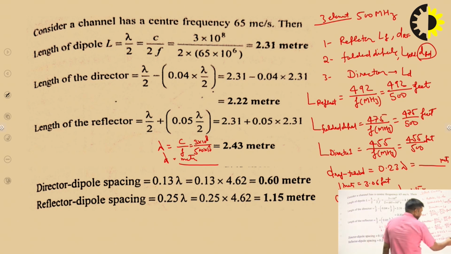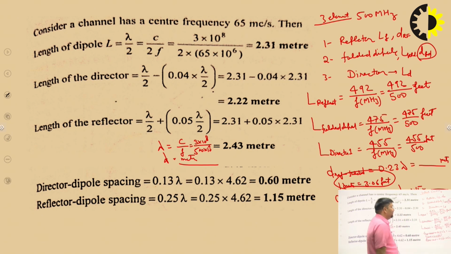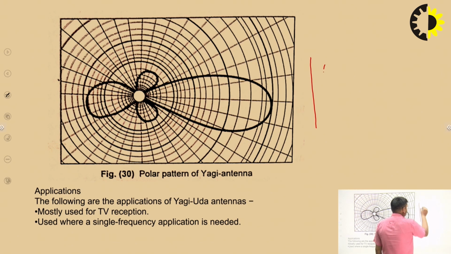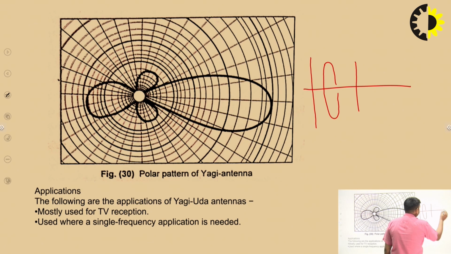We easily calculate it and convert it into feet by using the formula 1 meter is equal to 3.28 feet. Then we design a Yagi antenna for 500 megahertz frequency. So how do we calculate it? This is the reflector, this is the folded dipole, this is the director.